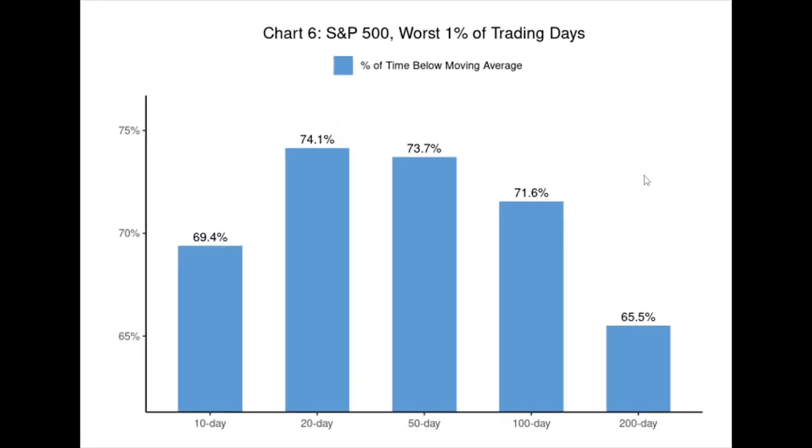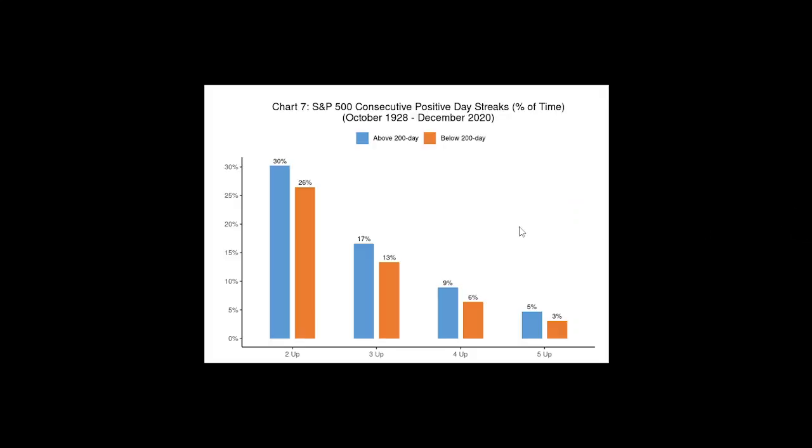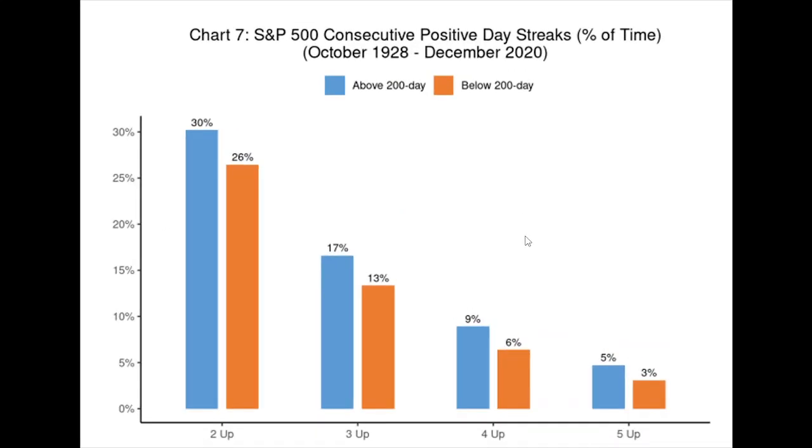Furthermore, the S&P 500 has most of its worst days below these selected moving averages. Above the 200 moving average, we're seeing more consecutive positive day streaks than below these moving averages. Once again, pointing out that above moving averages, we're looking at more strength than below, with less volatility.